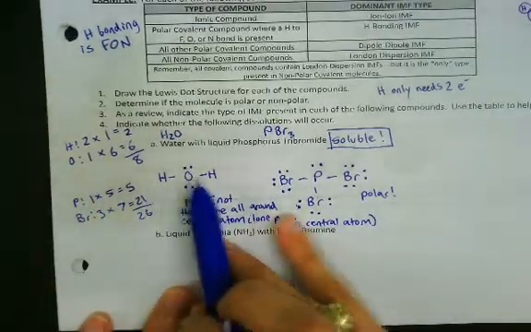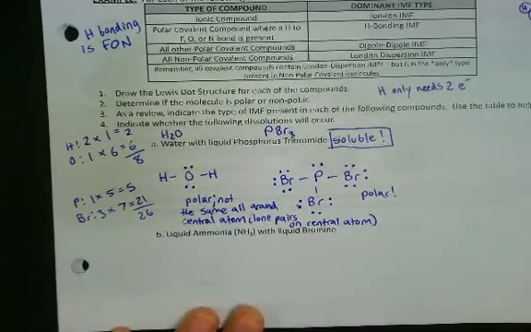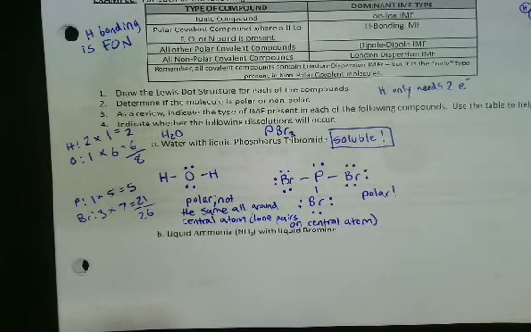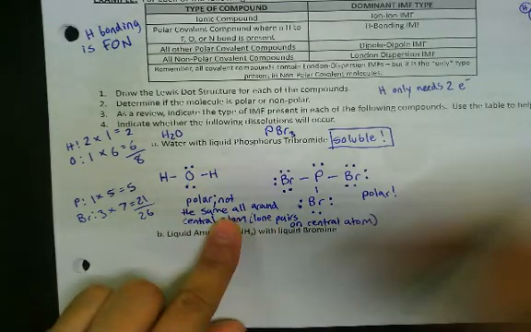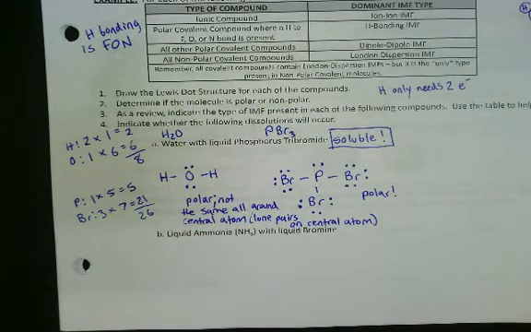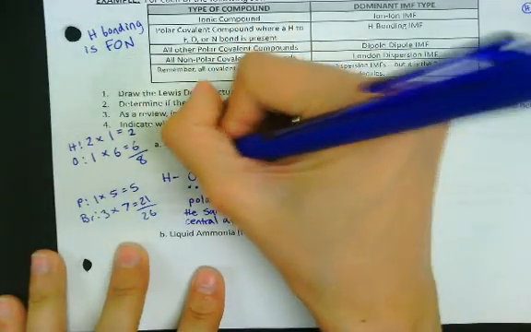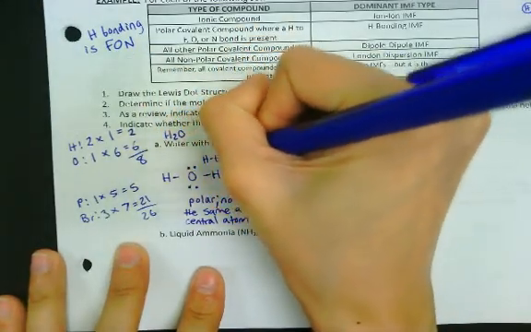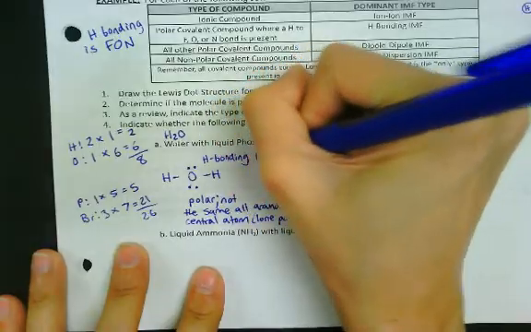So, looking at water, water is a covalent compound. We just said it was polar, so it has to be one of these polar covalent compounds. Do we have an H bonded to an F, an O, or an N? Yes, we do. So our most prevalent IMF here is going to be the H bonding IMF.